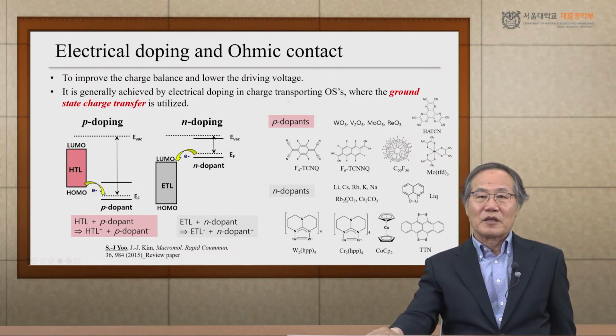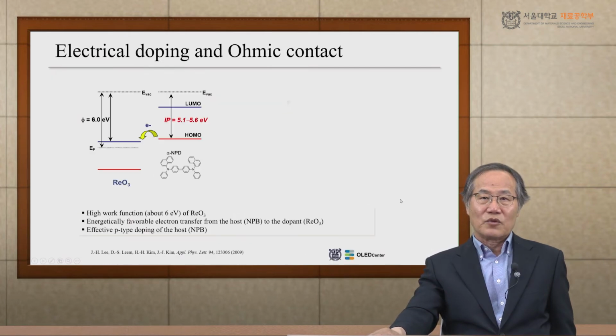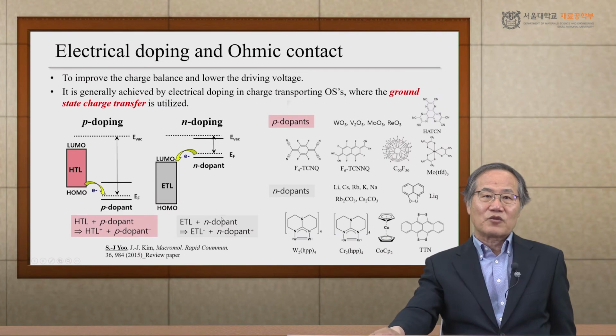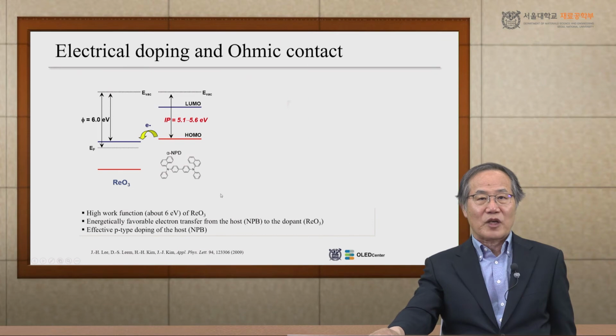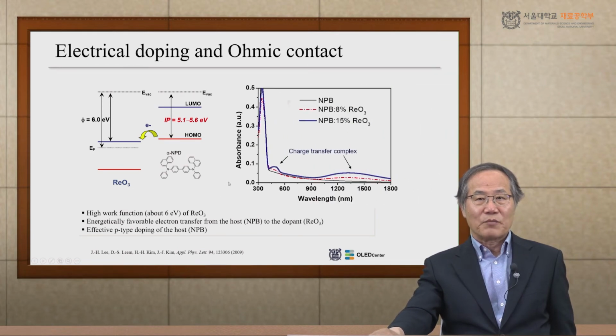For the p-dopant, it is a different case: alkali metal, or alkali metal carbonate, or heterocyclic compounds shown here. So they have these kinds of cases. And these are the cases in use. Is the explanation of ground state charge transfer correct or not? We just checked. I'll show you the examples.